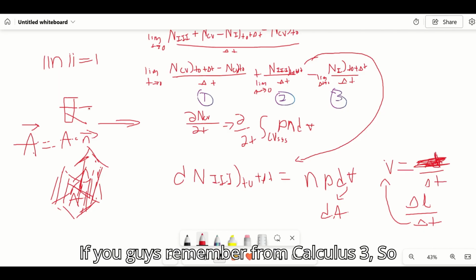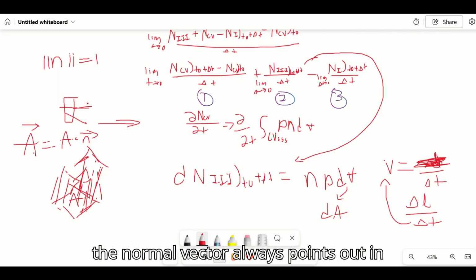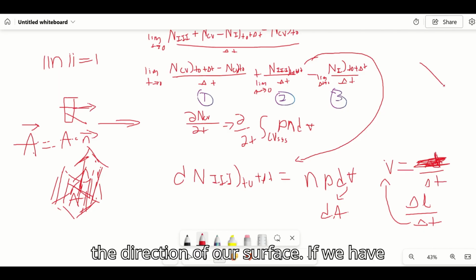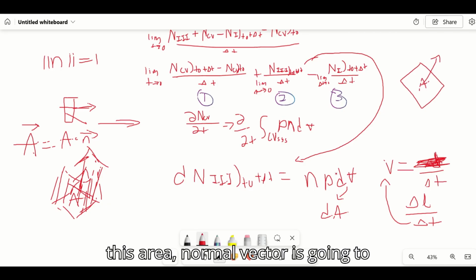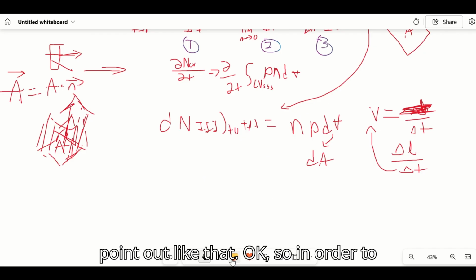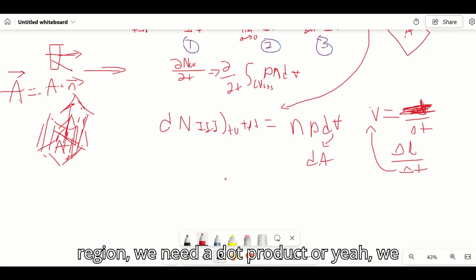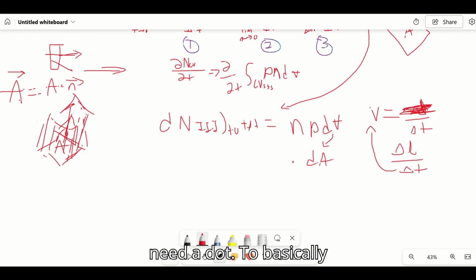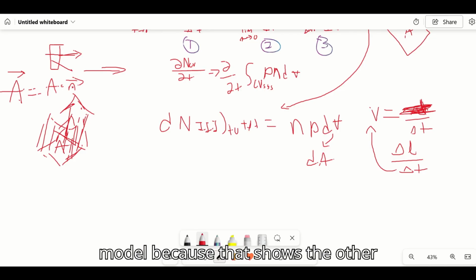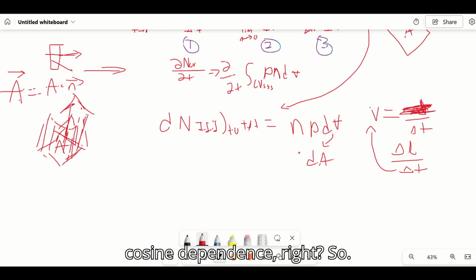If you guys remember from calculus 3, the normal vector always points out in the direction of our surface. If we have this area, the normal vector is going to point out like that, okay? So in order to figure out how much fluid crosses that region, we need a dot product to model that, because that shows the cosine dependence, right?